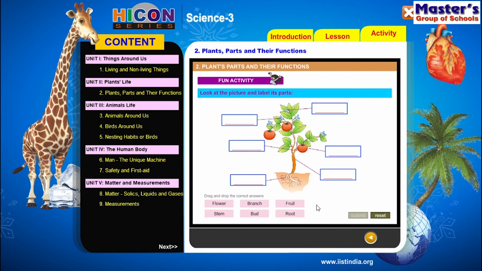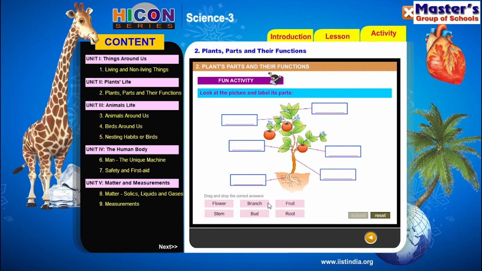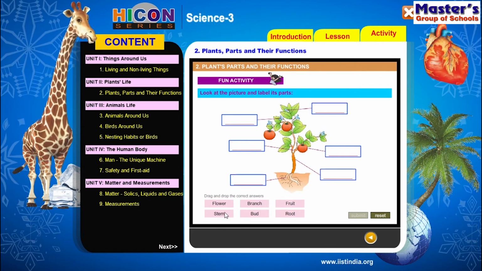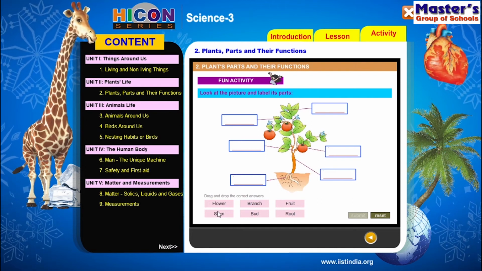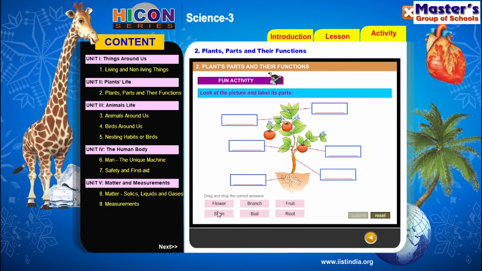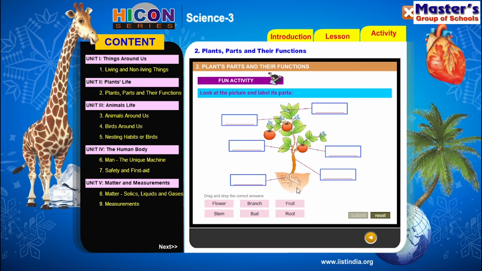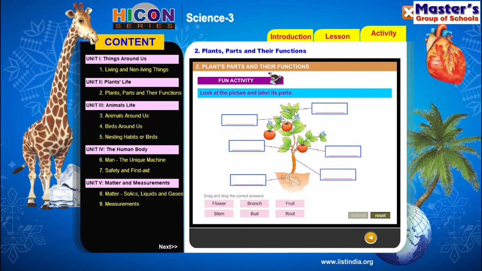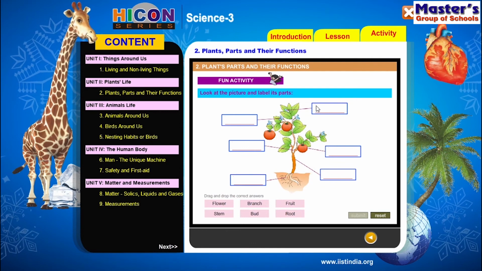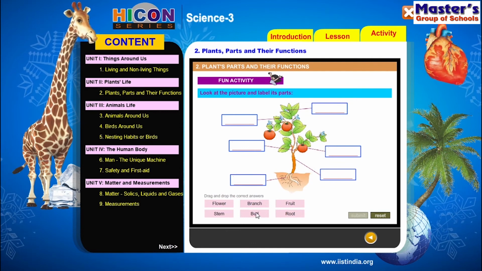So the first one is flower, branch, fruit, stem, bud, root. So these are the parts of a plant. Now our task is to write the correct part in the correct blank. So see the first one. Here the first part represents a bud. So it is not a flower, it is a bud. So write bud in the first box.